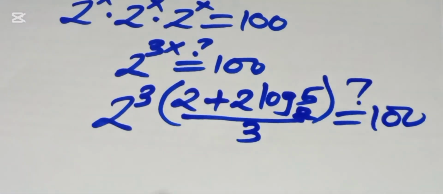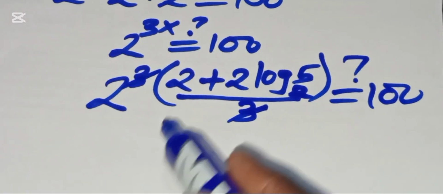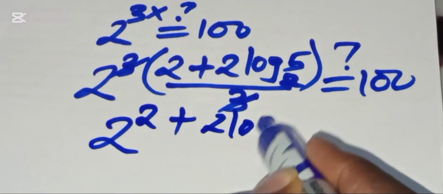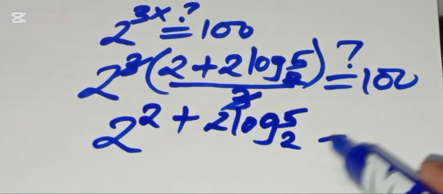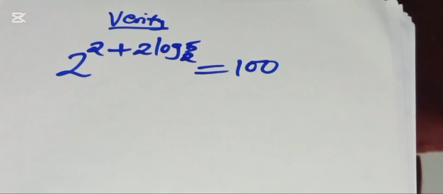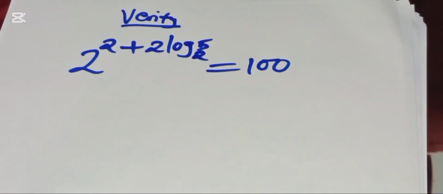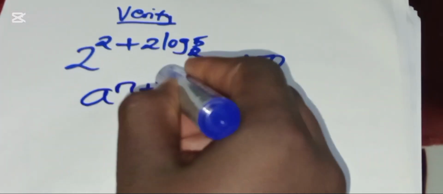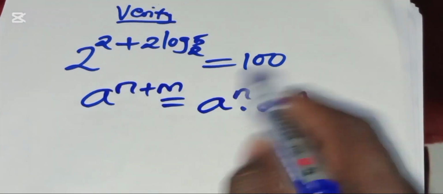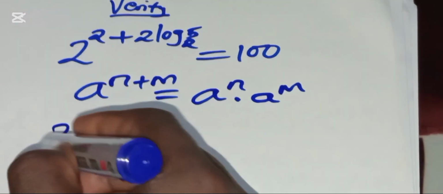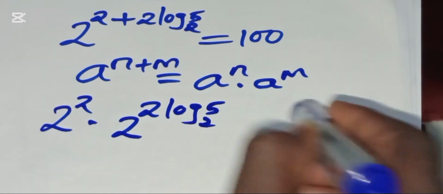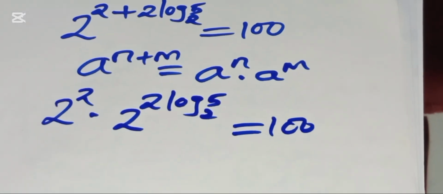From here, we simplify. We'll have 2 raised to power 2 plus 2 log 5 to base 2. This should give us a value of 100. Now, 2 raised to power 2 plus 2 log 5 to base 2 is in the form of a raised to power n plus m, which you can express as a raised to power n multiplied by a raised to power m. Applying this indices property, we will have 2 raised to power 2 multiplied by 2 raised to power 2 log 5 to base 2.